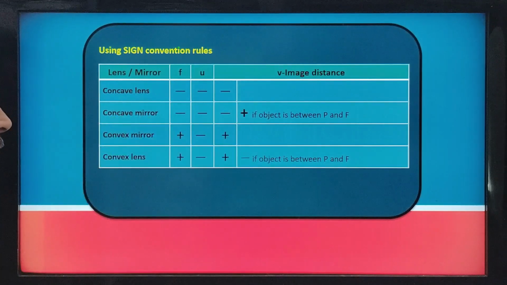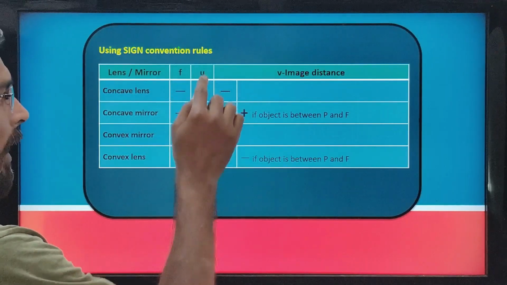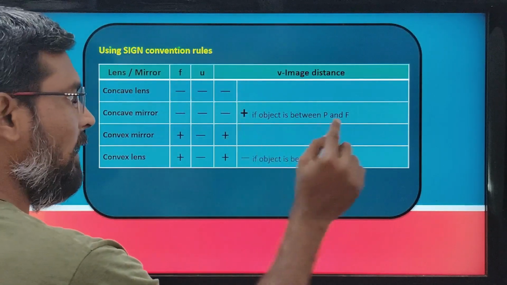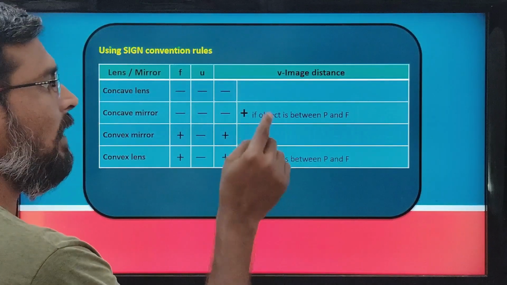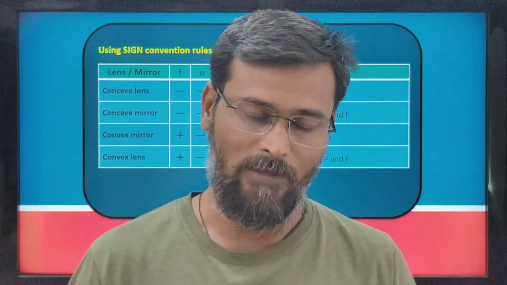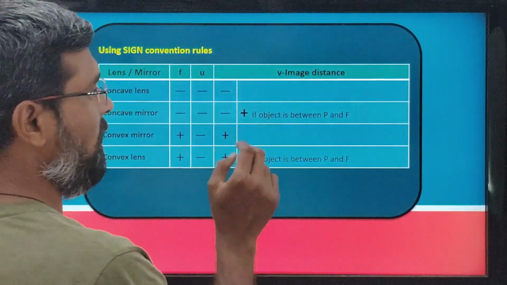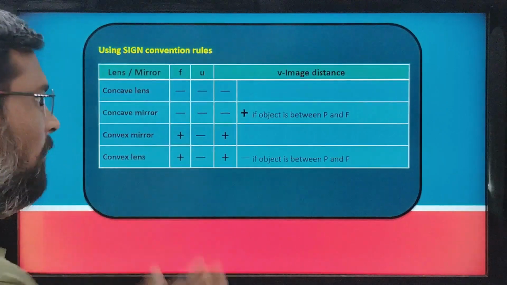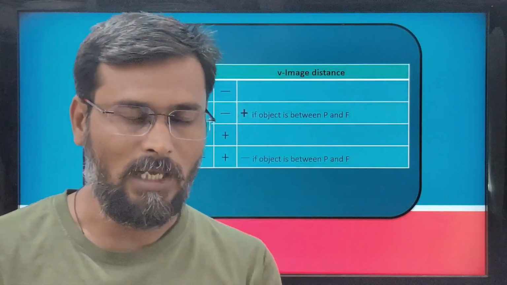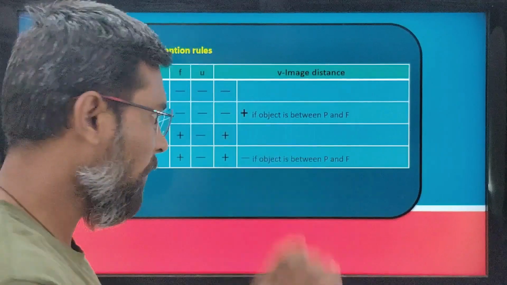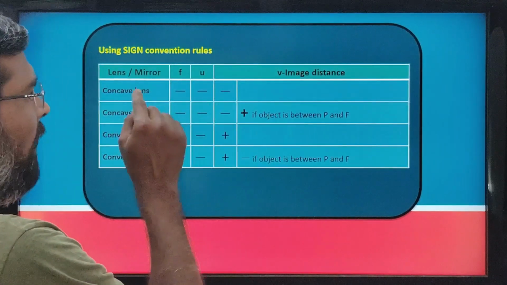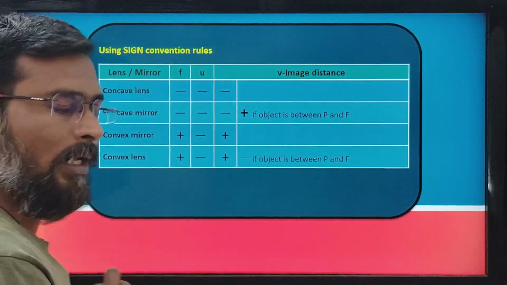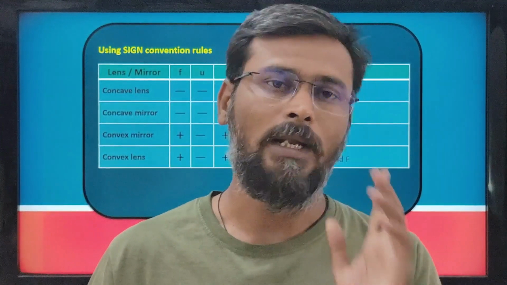Whereas for a concave mirror, focal length, object distance and image distance you can take minus, but in only one case you have to take plus. What is that? If the object is in between P and F, then v, the image distance, you have to take positive for a concave mirror. So please utilize this table properly while solving problems. And remember one important point, it may be any mirror or any lens. In all the cases you have to take the object distance u negative only.